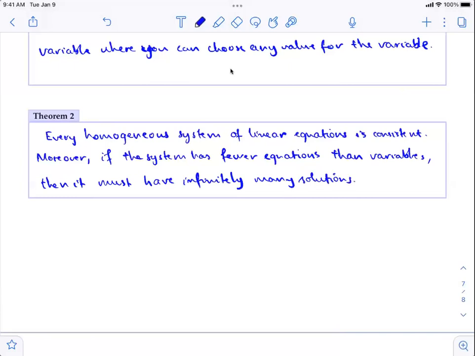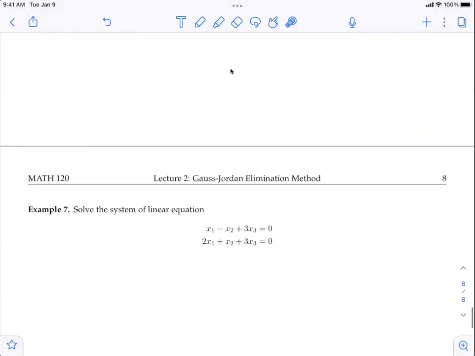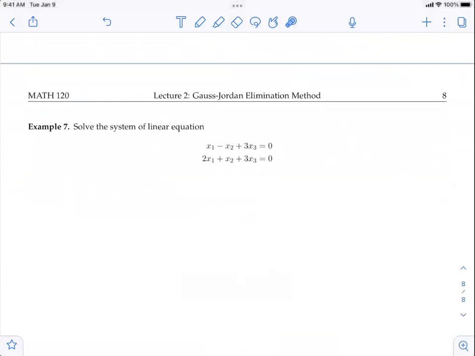Okay, and we'll see this particular theorem in the following example. So we consider the following system of linear equations. Rather, this is the homogeneous system of linear equations because the right-hand side is equal to 0. Now we're going to use the Gauss-Jordan elimination method on the augmented matrix. So we need the augmented matrix first. The coefficient matrix includes 1, -1, 3, 2, 1, 3, and the constant matrix is 0, 0.